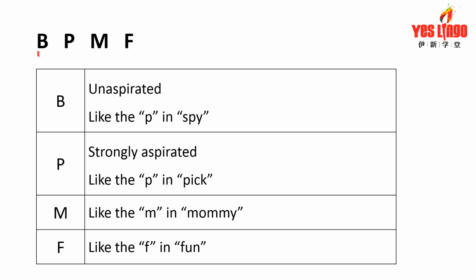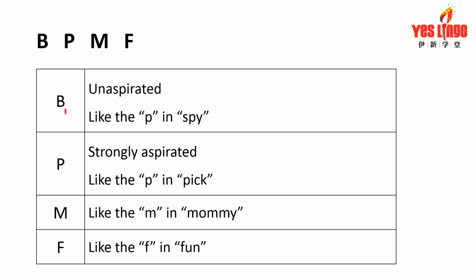And we end up with bo, po, mo, fo. So let's go over all of these one by one. The first initial is bo. This is unaspirated, meaning you do not need to forcefully blow air out as you pronounce this word. In fact, it's a little bit like the P sound in the word spy. Bo. Notice that in both cases, I'm not blowing air out.